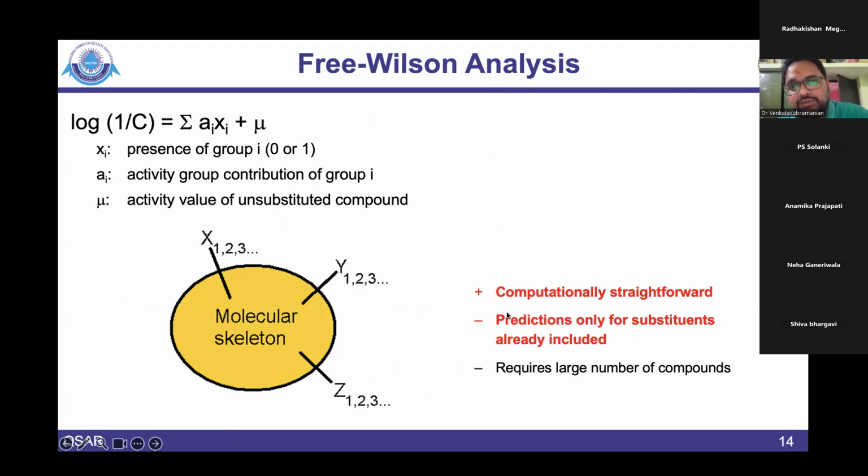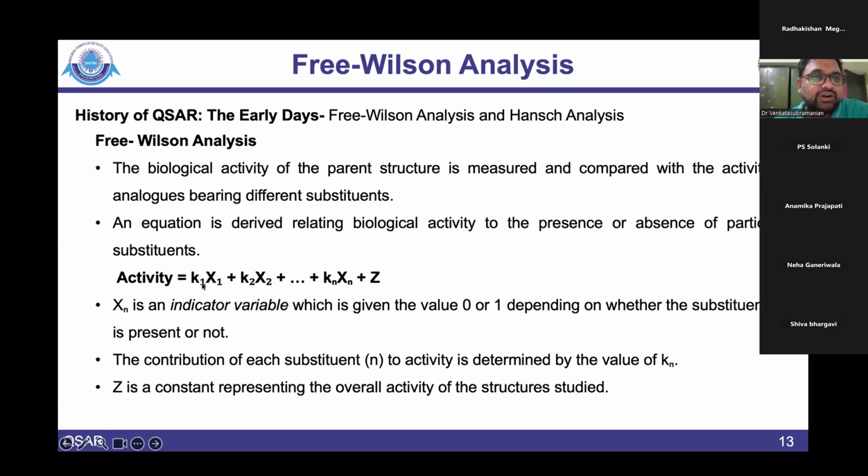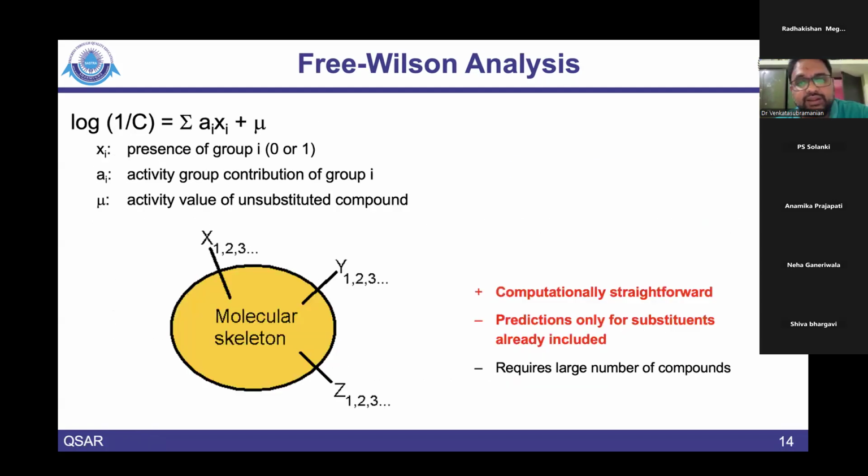Okay, so the problem with this one is that it is computationally straightforward, which means that it is easy enough to do, but the predictions are only for the substituents that are already included. So that means that if I have to arrive at this equation, like the Hammett equation, I need to have the experimental data for similar structural information. Okay, so for the substituted benzoic acid, I have to calculate the acidity and the equilibrium constant for a lot of known standard substituted benzoic acids. Only then will I be able to get it. So it is a fairly similar approach.